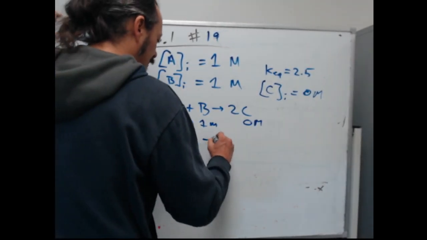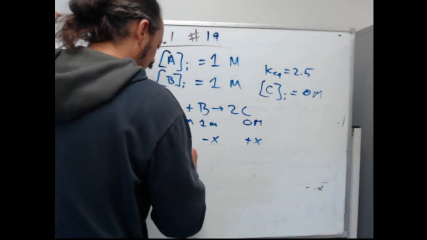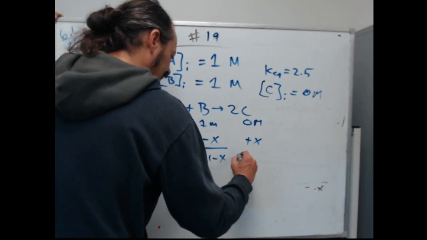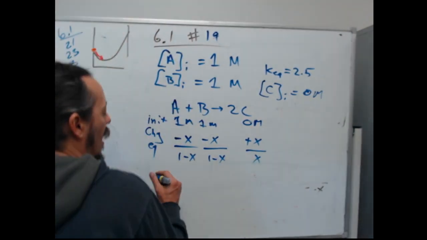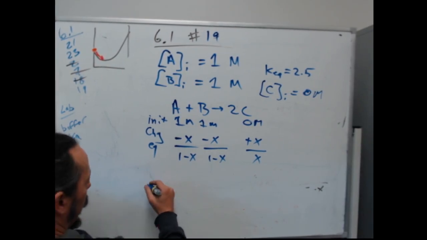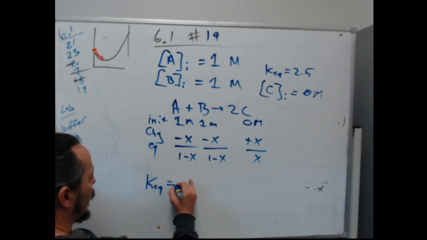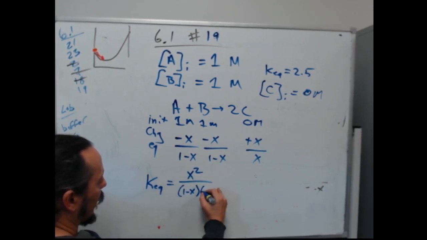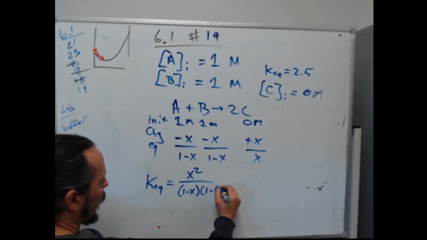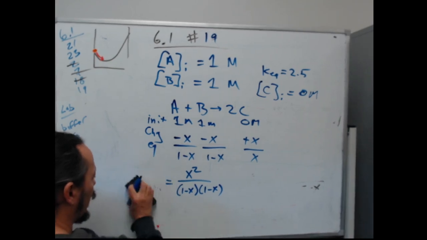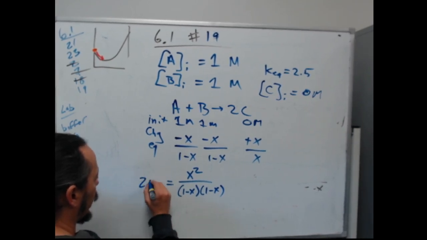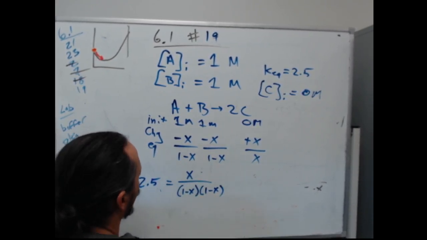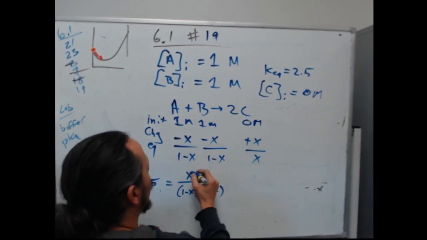I'm going to have minus x, plus x. I'm going to have 1 minus x, 1 minus x, and x. I'm going to have KEQ is equal to x squared divided by 1 minus x and 1 minus x. I'll just go ahead and plug in KEQ as 2.5. How'd you get x squared? Oh, sorry, that's not x squared, it's just x. Oh, because it's 2 C's, it is x squared. Okay.